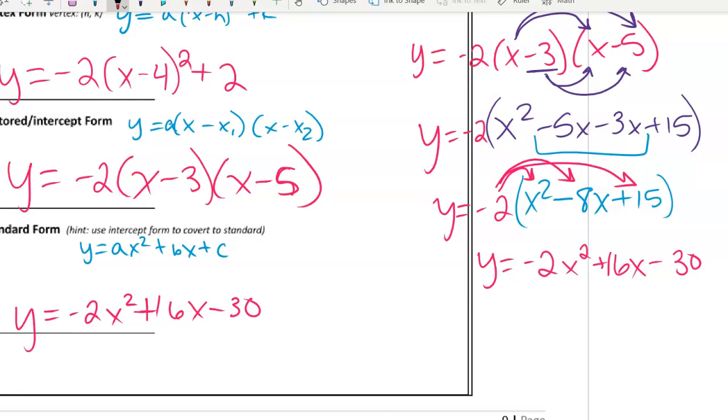All right, any questions about that? So all we needed to do to find the standard form, it even has a hint here, use intercept form to convert to standard. So we're going to take that intercept form, FOIL out the two parentheses, simplify those parentheses, and then distribute the coefficient if you have one.